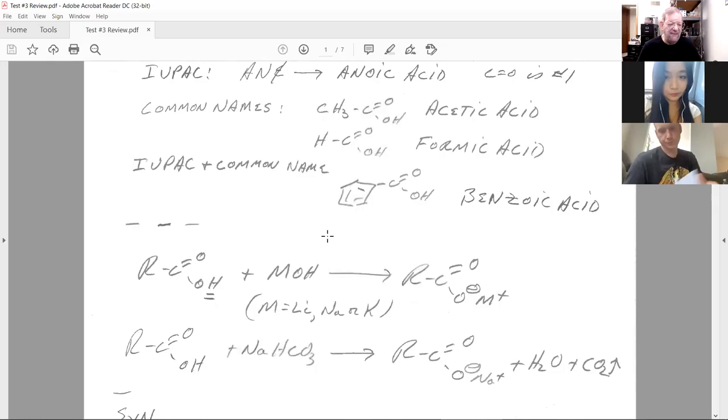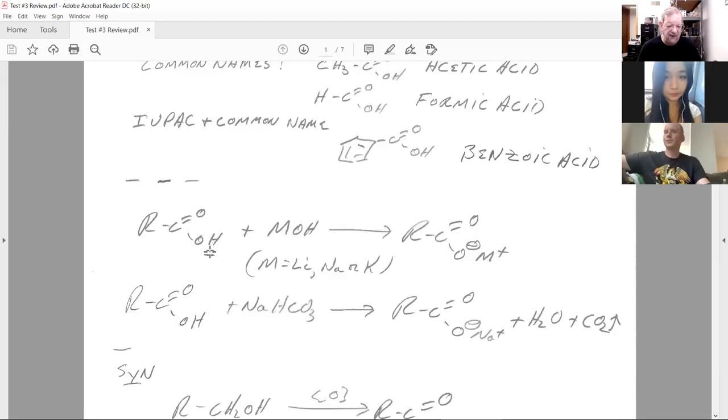All right, now, a carboxylic acid is an acid because it's a proton donor, which is the acidic proton, the hydrogen on the oxygen. If you react it with a base, such as lithium, sodium, or potassium hydroxide, an acid-base reaction, you get water plus the carboxylate anion.